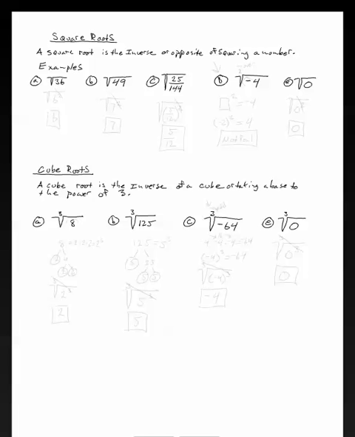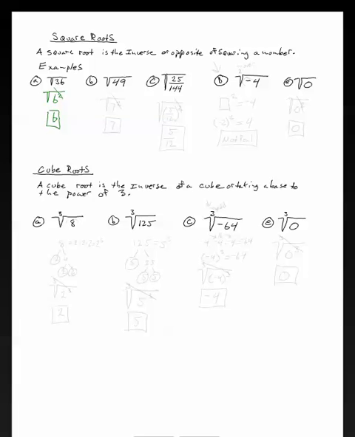And I know that 36 is 6 times 6, which means it's 6 squared. So I can rewrite this square root of 36 as the square root of 6 squared. Since the square root and the power of 2 are opposites or inverses of one another, they cancel each other out. So the square root sign and the power of 2 cancel, and what I'm left with is 6. So the square root of 36 is 6.